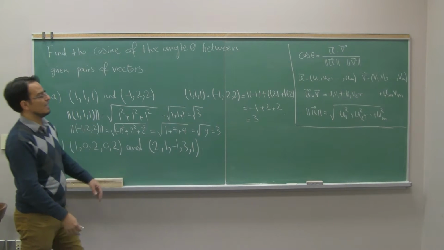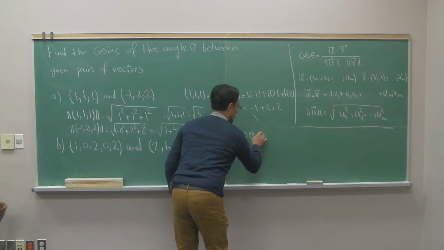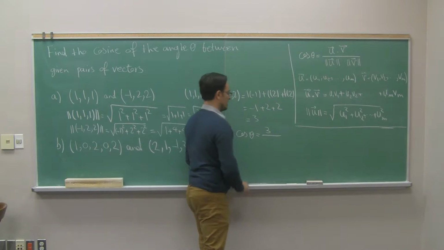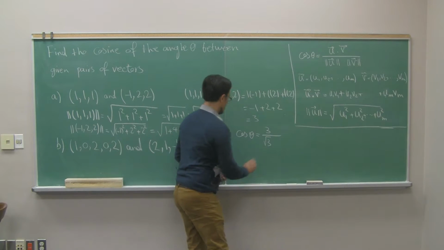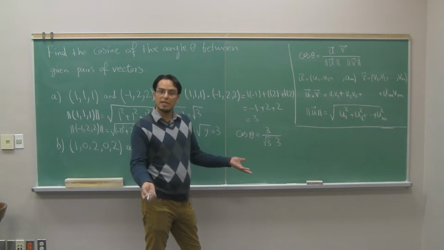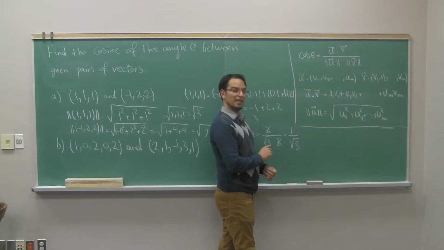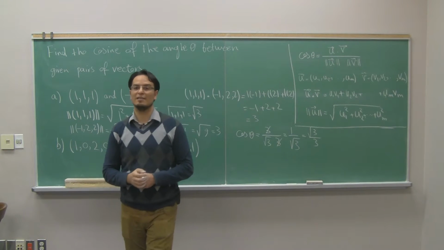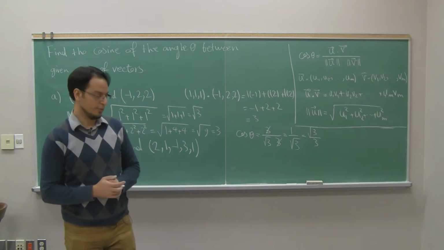Okay, now I have everything. I have dot product, I have length. Then the cosine theta is equal dot product, which is 3 over length of u, which is root 3, times length of v, which is 3. That's the cosine. Okay, I can simplify a little bit more. And that's the cosine of the angle between those two vectors in R3.